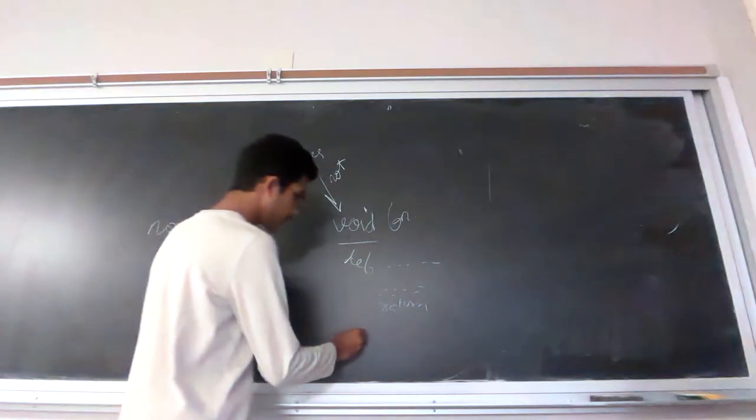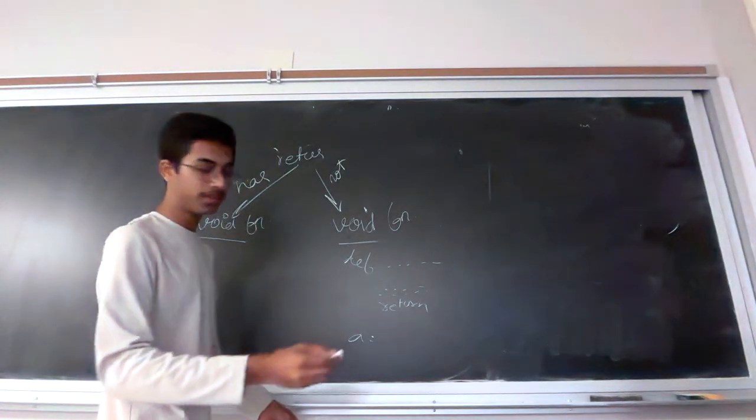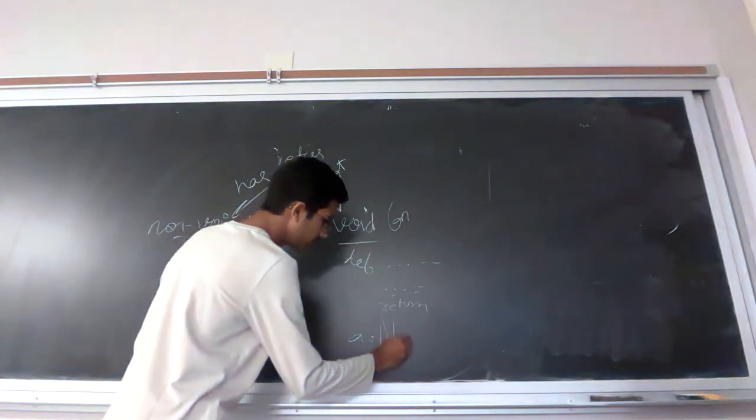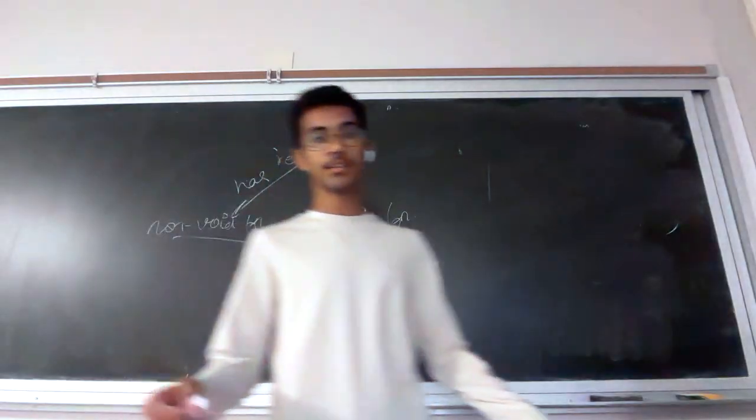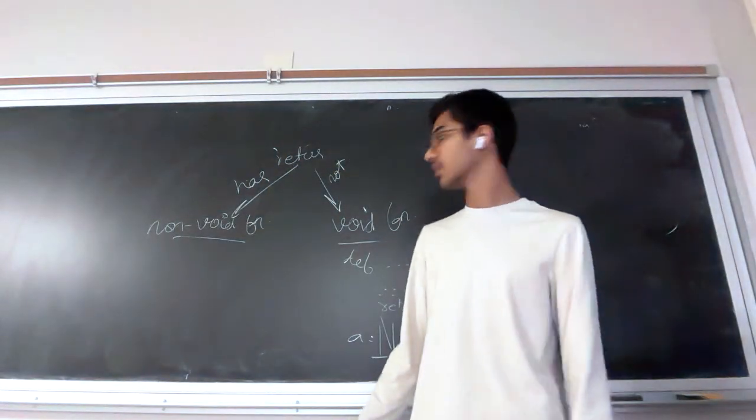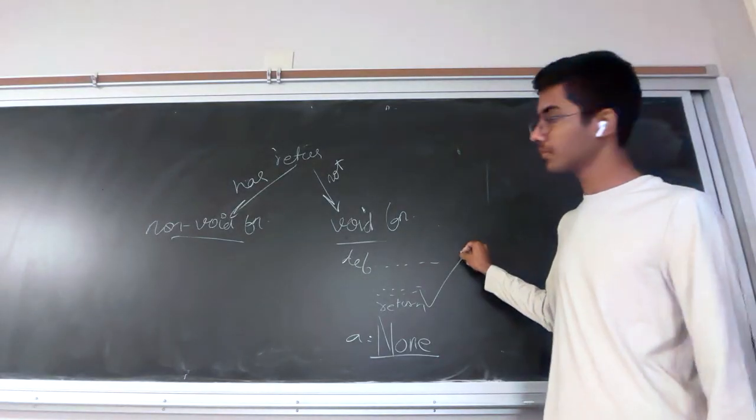But if I was to write a is equal to and then the function call statement, what would happen is a would be assigned the special literal None, which indicates the absence of a value. So this is a valid example of a void function.